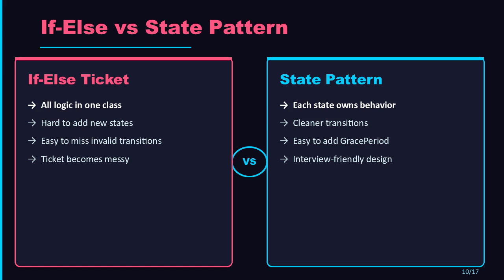Without state pattern, ticket logic becomes a pile of if-else statements. If active, do this. If lost, do that. If paid, do something else. That works for two states but breaks as rules grow. With state pattern, each state owns its behavior. Active ticket state handles pay. Lost ticket state handles penalty. Paid ticket state handles exit. The code becomes easier to extend.